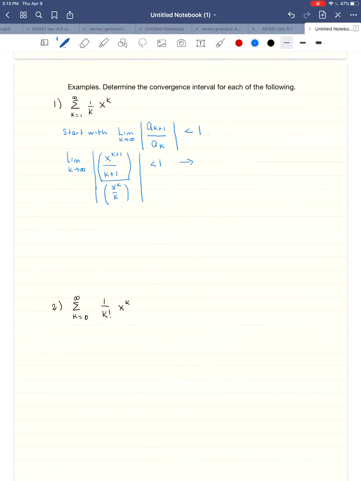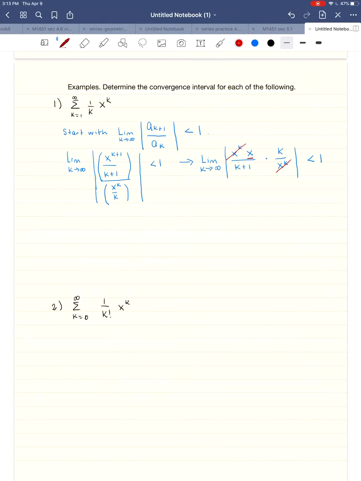Let's take it over here. We're going to do the flip and multiply step. I'm also going to write x to the k plus 1 as x to the k times x to the 1. Then I flip, put this k here and the x to the k there. Keep the absolute value bars, smaller than 1. Then the x to the k's can cancel.